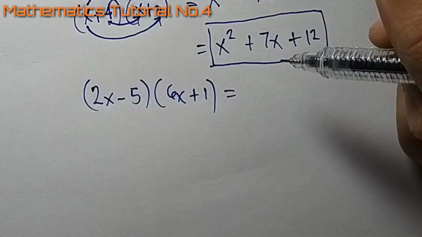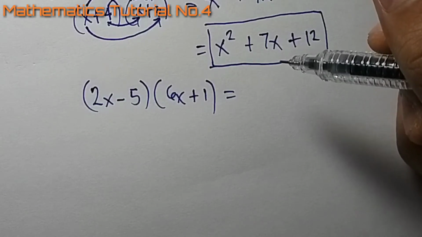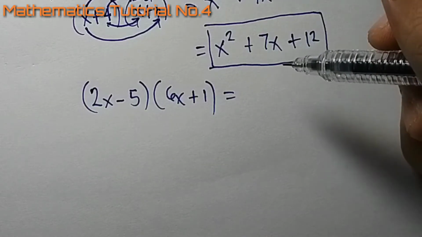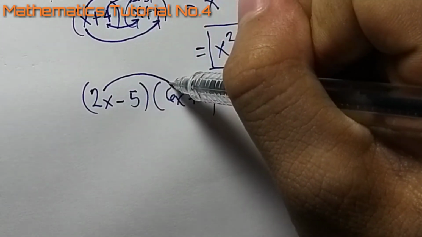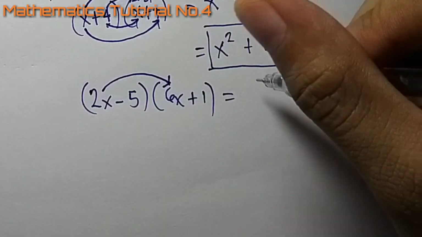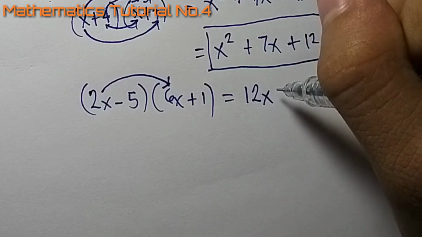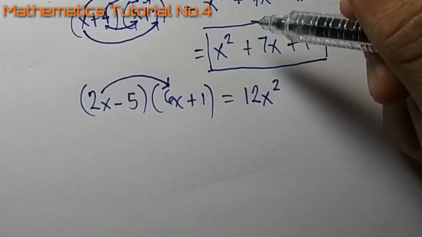Okay. So, dili gid nato kalimtan ang FOIL method. Ang F stands for the first terms of our binomials. So, let's have 2x times 6x. That is 12x squared. Next, ang mga outside nga terms.